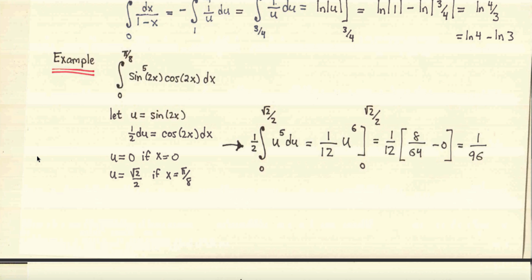But now we transform the limits. If x is 0, then u is 0. And if x is pi over 8, that means u is the square root of 2 over 2. This transforms the integral. We now have 1/2 the definite integral from 0 to square root of 2 over 2 of u to the 5th du, which is 1/12 of u to the 6th evaluated, square root of 2 over 2 minus the 0, and we get 1/96.